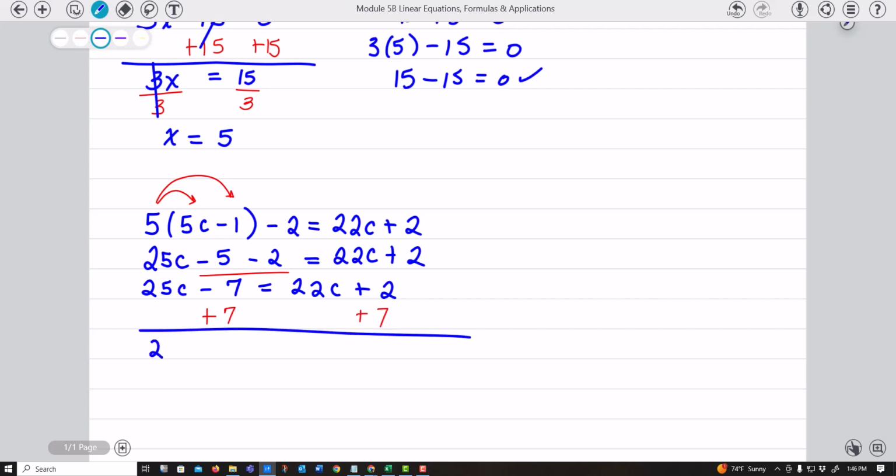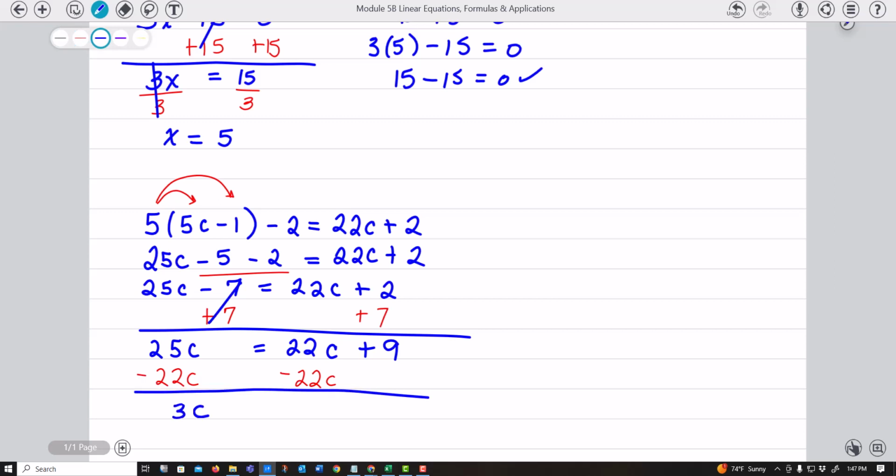So I get 25c, that canceled. I have the 22c still there, and now plus 9. And then I'm going to subtract 22c because I need to get the c's together on the same side. So I get 3c equals, that cancels, 9, and I am home free.